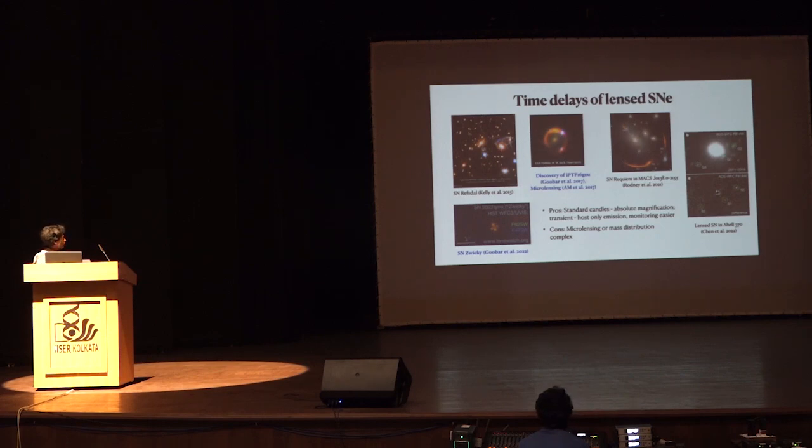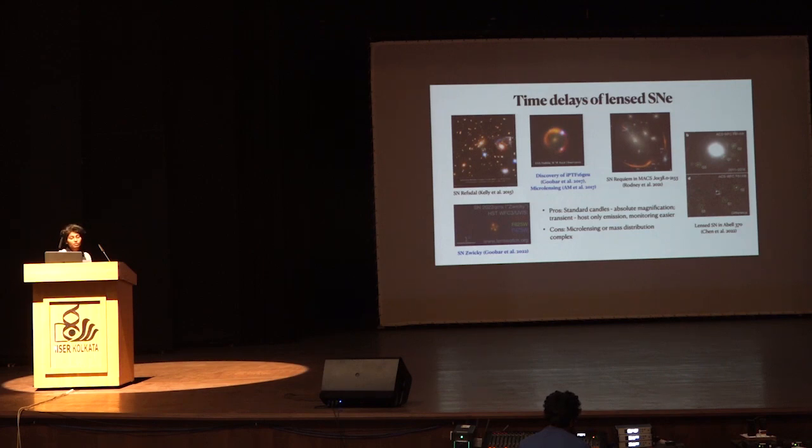There are of course some complications. For example, we tend to find these microlensing effects, which arise from perturbations due to the stars or the stellar population located in the foreground lensing galaxy, which happen to lie close to these multiple images of the lensed source, and they cause fluctuations in the fluxes of these lensed supernovae.